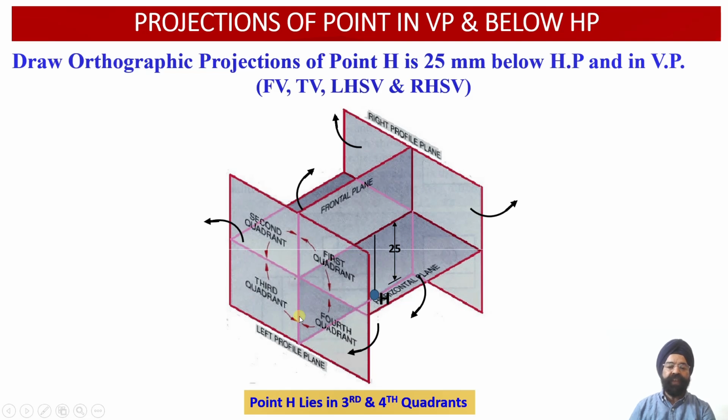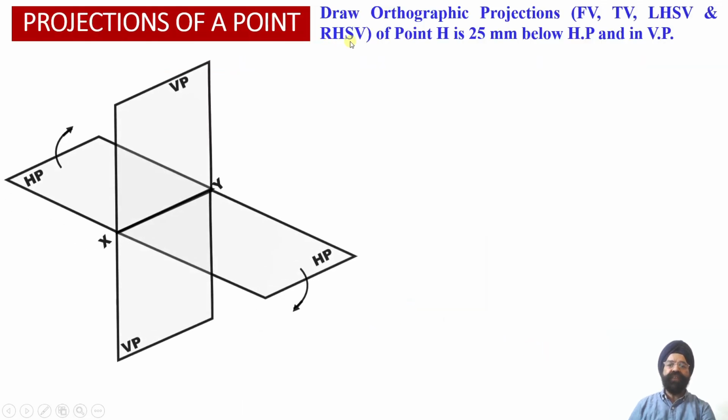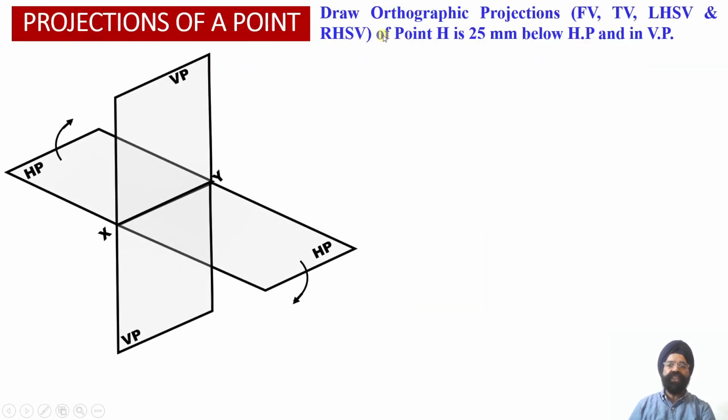So there will be interchangeable left hand side and right hand side views when we assume that the point is located in the fourth quadrant or the third quadrant. Now let us evaluate the orthographic projections of this point H. Here we have the horizontal plane, and this is the vertical plane. We know that this point H is located in the vertical plane at a distance of 25 millimeter below the horizontal plane. So the spatial location of this point H has been obtained over here.